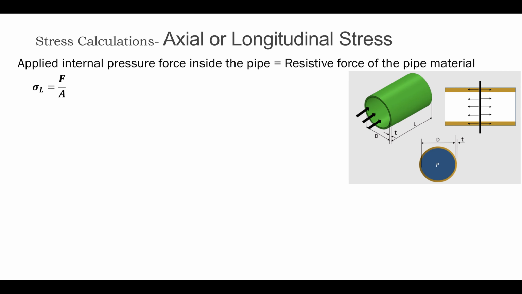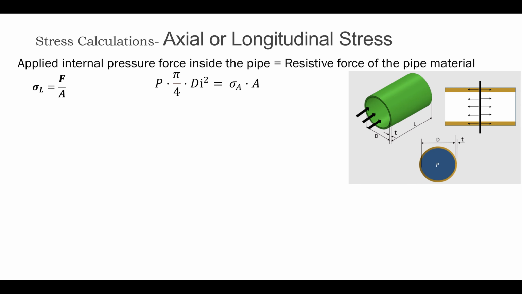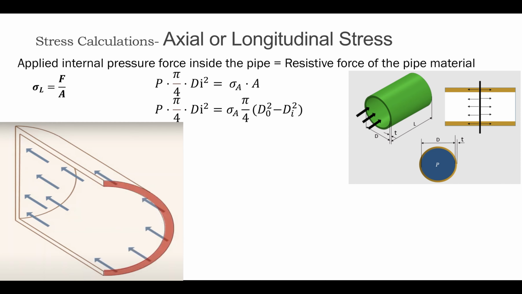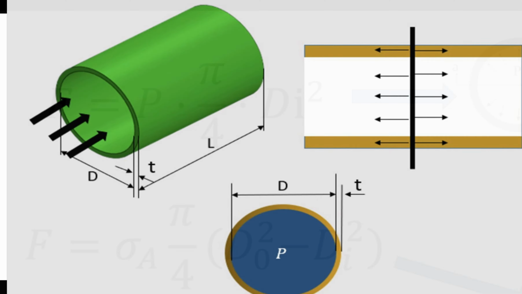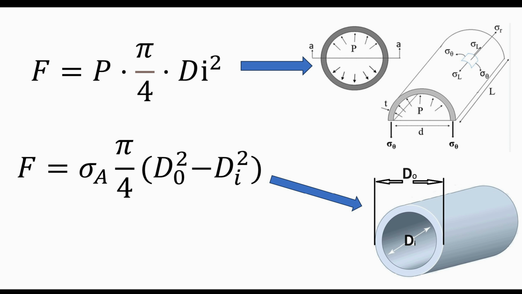Now, the force that is creating the stress is the internal pressure, which is equal to the force divided by the internal area. So the force is equal to the internal pressure times the internal area of the pipe. In this case, the pressure is P, the internal pressure, and the area is pi by 4 di square, which is the projected area where the internal pressure is acting. Therefore, the applied force is equal to P into pi by 4 di square.